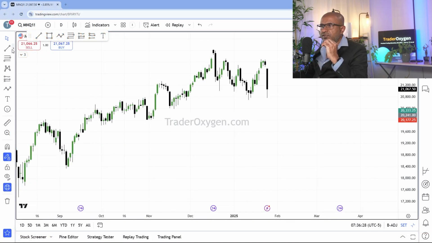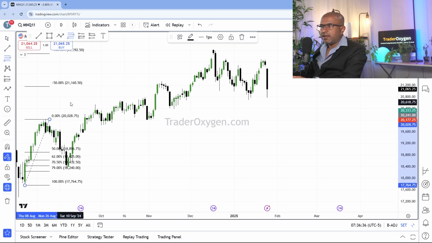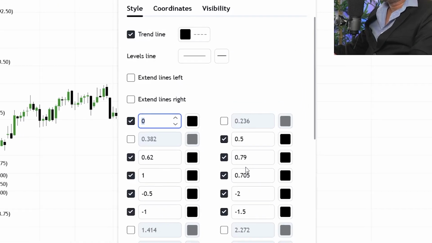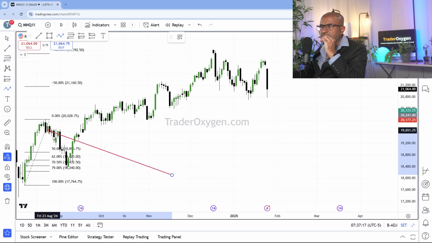Okay, so this is in TradingView. If I take the Fib tool and draw from this swing low into this swing high, you may not see these levels when you do this. So what you have to do is click on it, go to settings and add all these levels, similar to earlier. The price is going up, it's retracing.